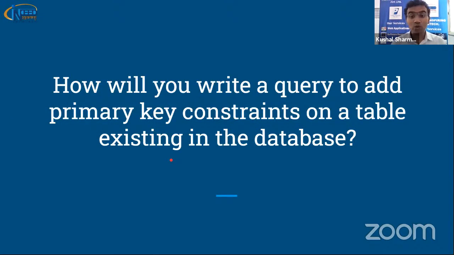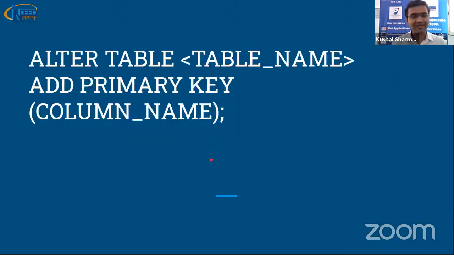How will you write a query to add a primary key constraint on a table existing in the database? So this means you already have a table. Now, how are you going to add a primary key constraint over there? Just think it over. You can write in the comment box as well. Okay, so let's discuss the answer.